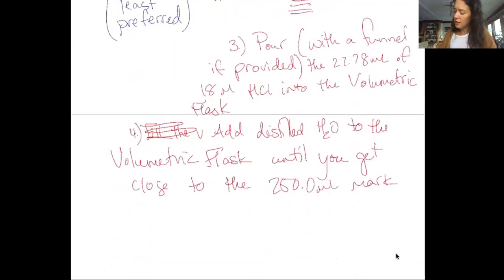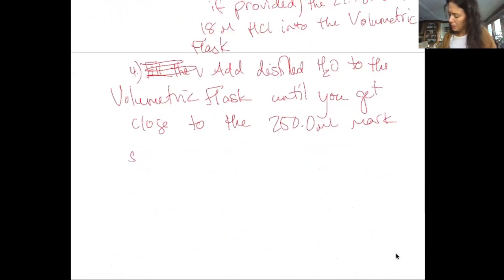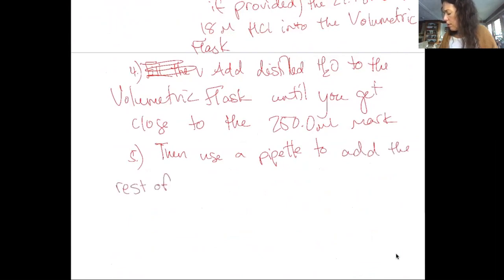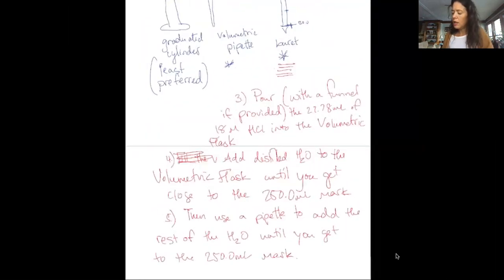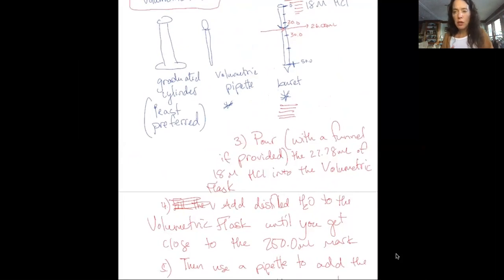I will then use a pipette to add the rest of the water until you get to the 250 milliliter mark, right? And I'm going to stop in a minute, but let me explain what's important here.